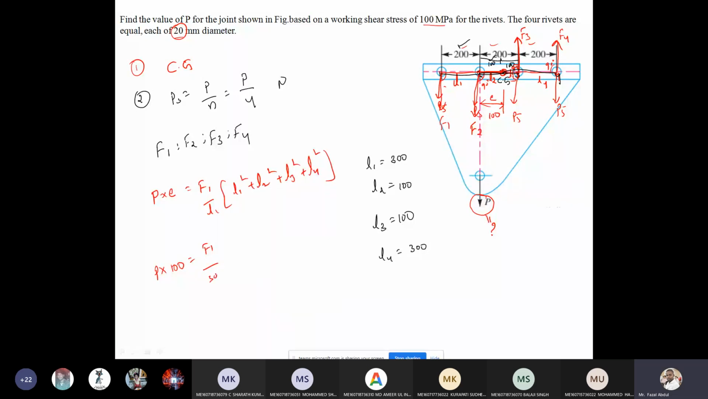So substitute all the values here. L1 is 300. Two 300s are there, so I'm writing 2 into 300 square. Two 100s are there, so I'm writing 2 into 100 square. Now tell me the F1 value. F1 we will get in terms of P, and the unit is Newton.